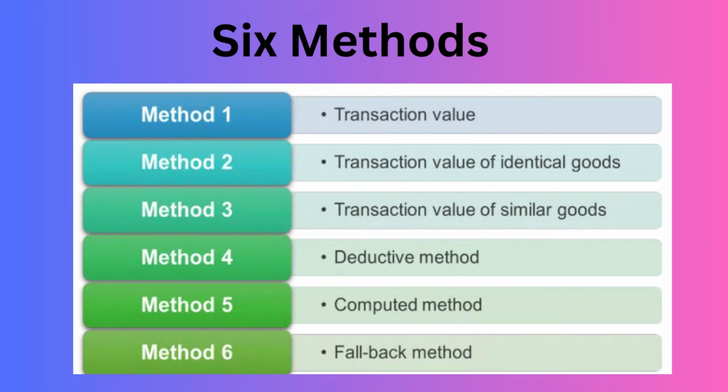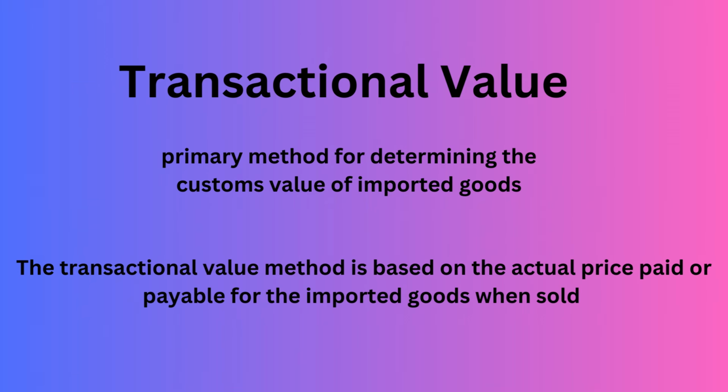So the first one is transactional value. This is a widely used method and the basic method. This method says that whatever is the actual price paid or the actual price payable for the imported goods by the importer, custom will accept that price and calculate the duty over that price. So this is the basic one, meaning what the importer has to pay for that particular good, or the price payable for that particular good.